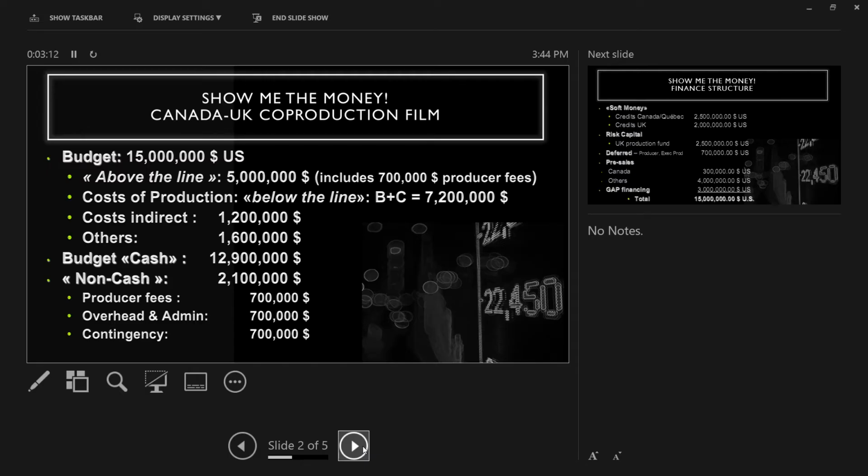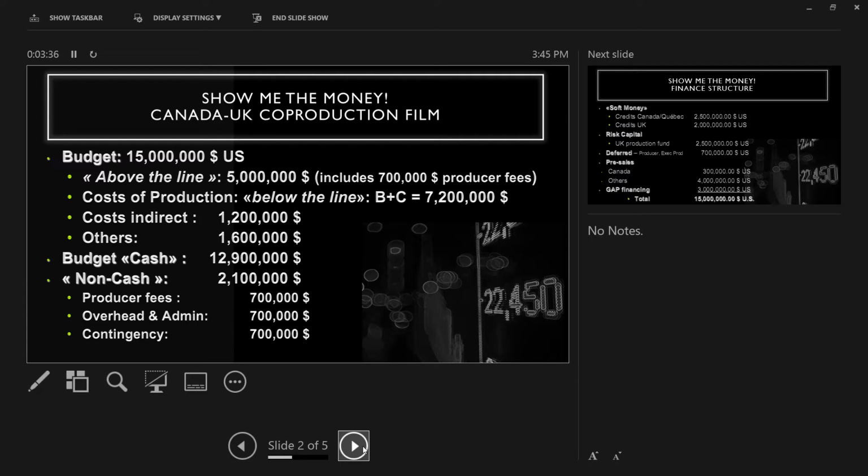So what is the B&C? That's the cost of production below the line. The B&C in this situation were $7.2 million. That's really what it costs and takes to manufacture that film, etc. The costs that are after that are the indirect costs. We had about $1.2 million and other costs of $1.6 million. So that totaled roughly $15 million US.